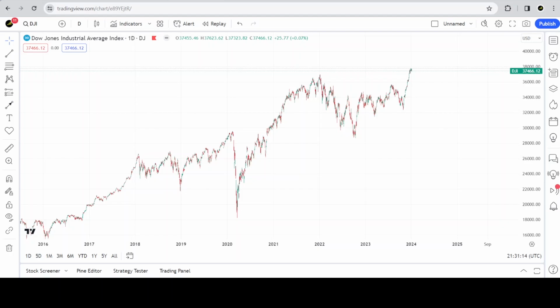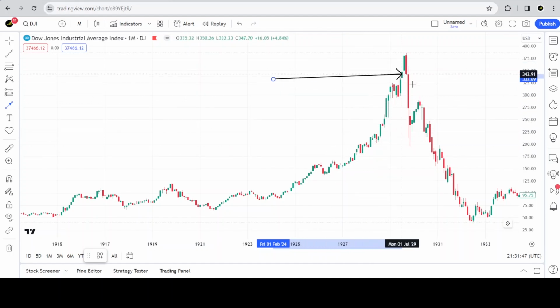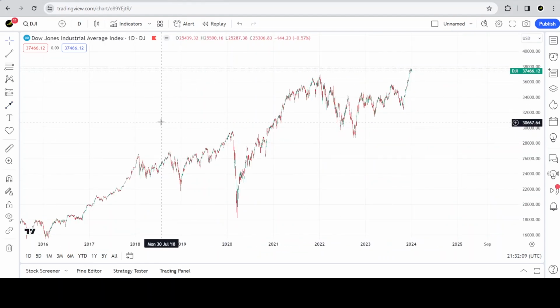Now, what am I talking about? Well, if you go back all the way to the early part of the Dow Jones Industrial Average chart, you will see a crash, a massive crash that took place, and the peak was in 1929. So that is a very bold statement to make, that 2024 is America's 1929 moment. So here we are back at today's chart. In this video, I'm going to show you why I believe this to be the case.